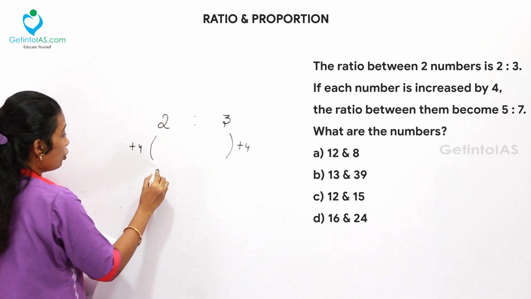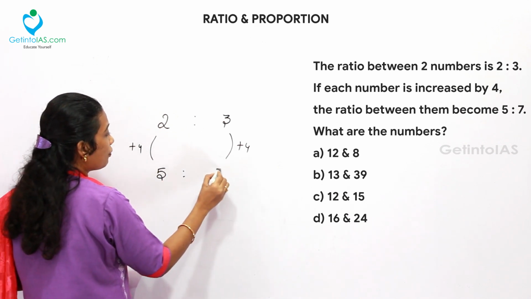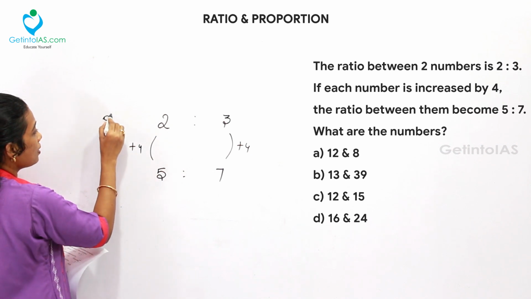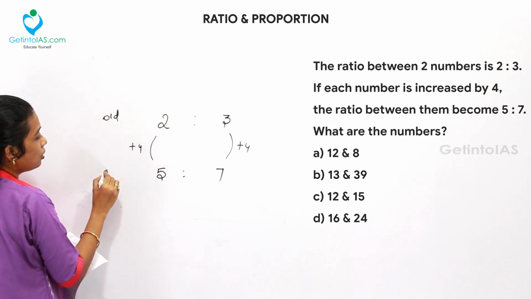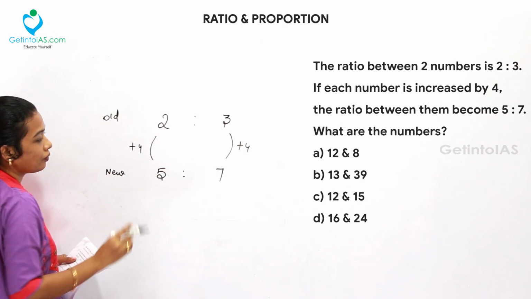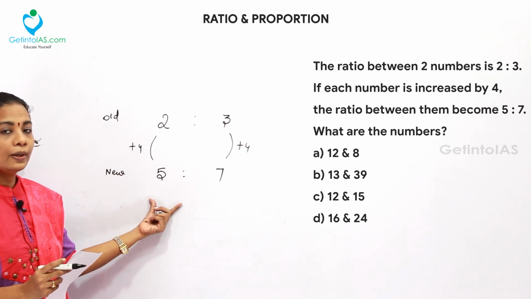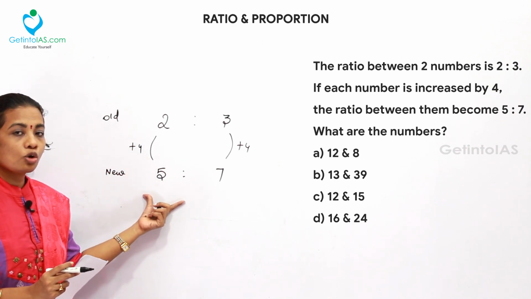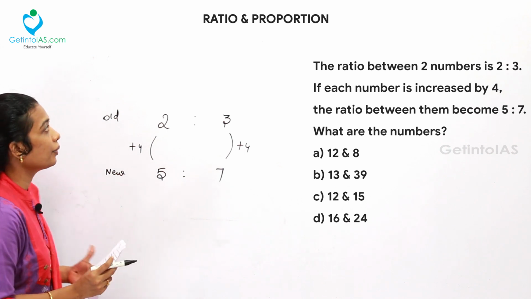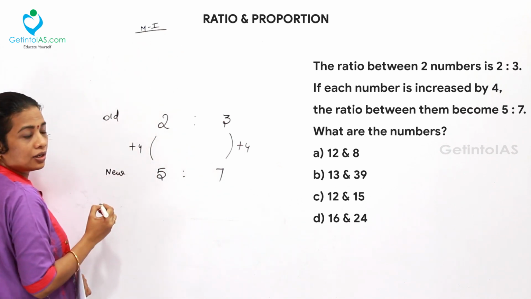Now, the new ratio between them is 5:7. Consider this is the old ratio, this is the new ratio. You need to find what the numbers are. It can be solved in two ways. Method 1, equation based method.